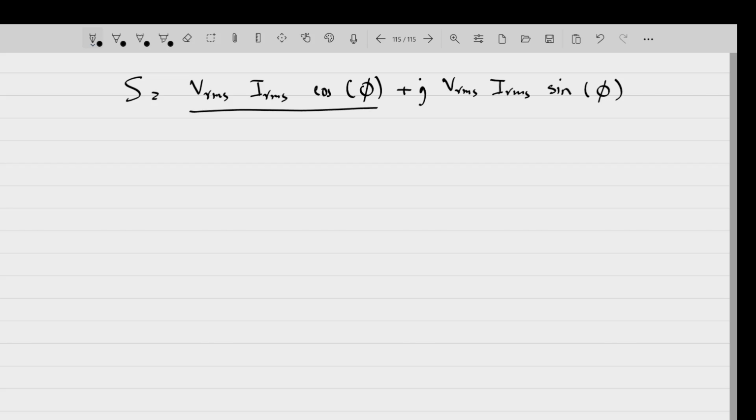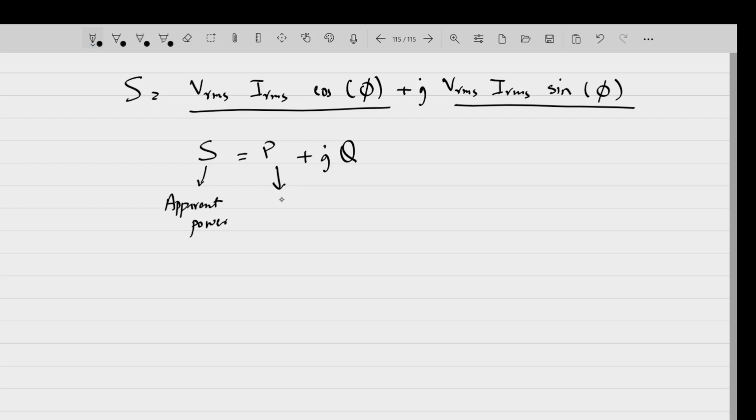From this, we already know V RMS I RMS cos of phi is our real power P, plus V RMS I RMS sin of phi. We'll be writing it as a new term that I will be introducing. We denote this by Q. So S is equal to P plus jQ. That means apparent power is actually a complex power, not a summation, it is actually a complex number.